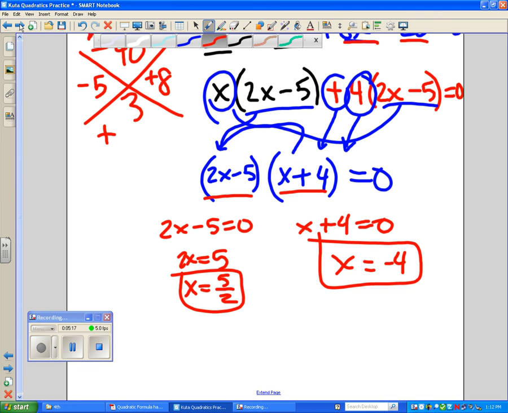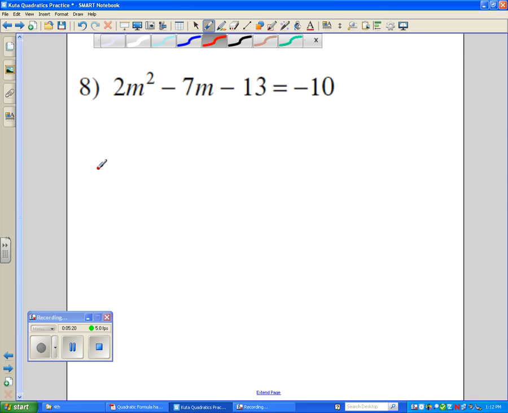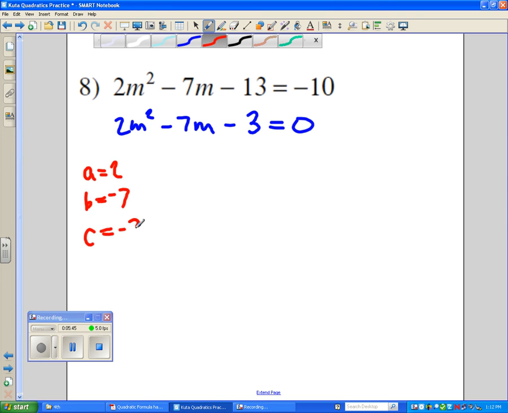Well, let's do another. In this case, remember that if we have a square, a singular, and a constant, we're going to have to solve for 0 before moving on. So let's go ahead and do that before we continue. So we have 2m squared minus 7m, negative 13 plus positive 10 is negative 3. In this case, I'm going to do the quadratic formula. We can go back and forth between those two forms. A equals 2, b equals negative 7, and c equals negative 3. I just simply plug it in and chug it out.